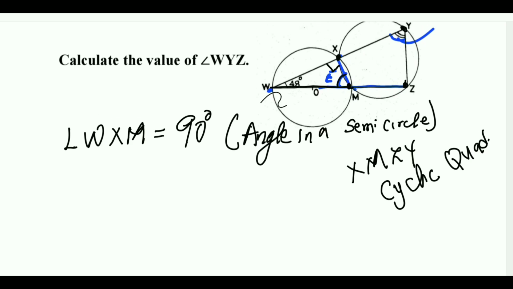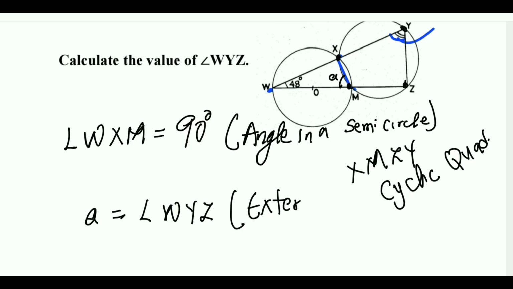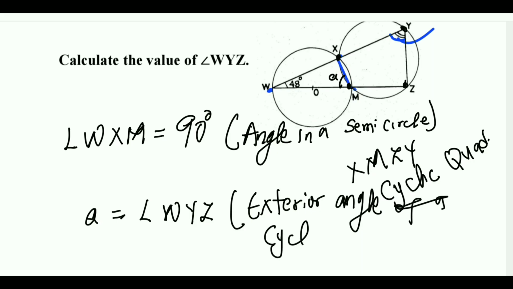So let me call this exterior angle A, for instance. Let me call this A degrees. So I would say that A is equal to angle WYZ, and my reason is exterior angle of a cyclic quadrilateral.